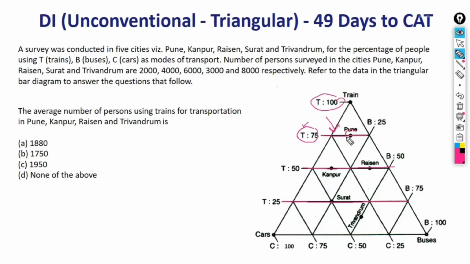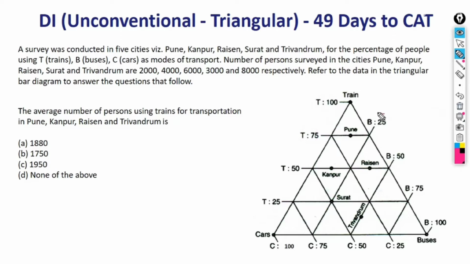So for example, Pune, if you see, 75% of the people use trains, right? If you see this line, Kanpur and Raisin, 50% of the people use trains. Surat, if you see, 25% of the people use trains. And Trivandrum, again, you have to draw a parallel line here. That will be 12.5%. So 12.5% people use trains in Trivandrum, right? So that's how you interpret a triangular graph.